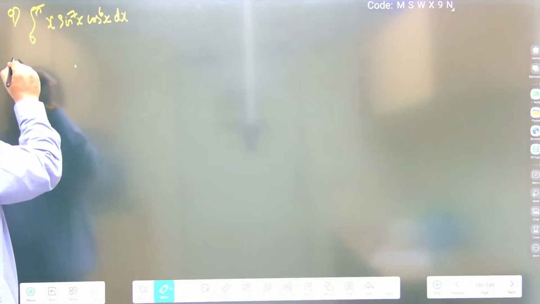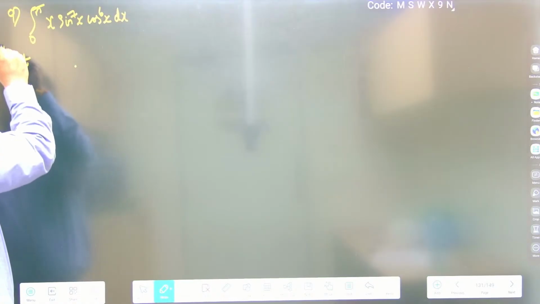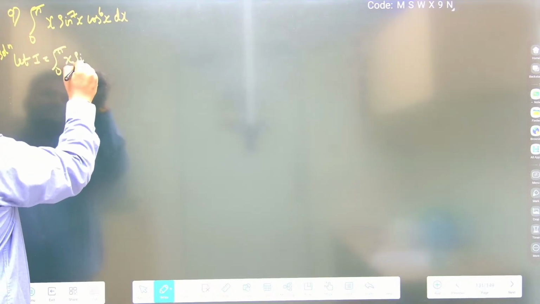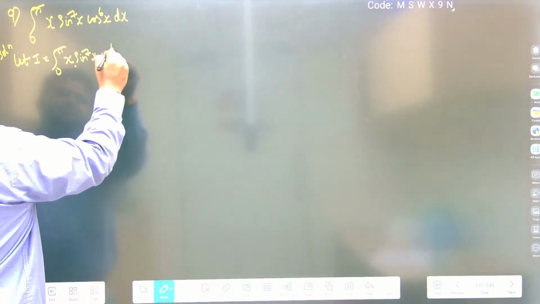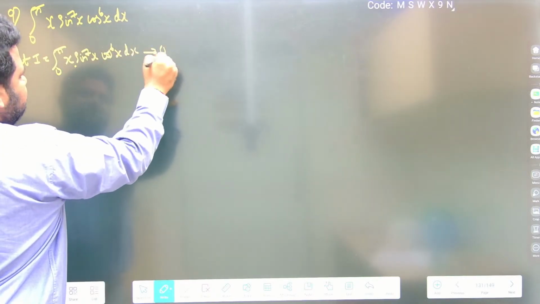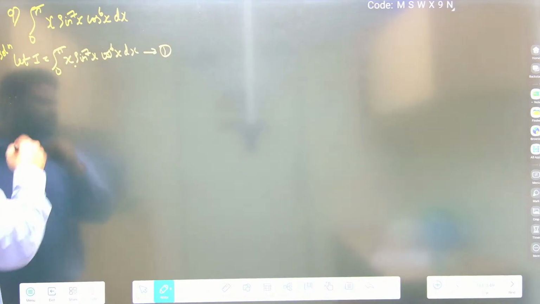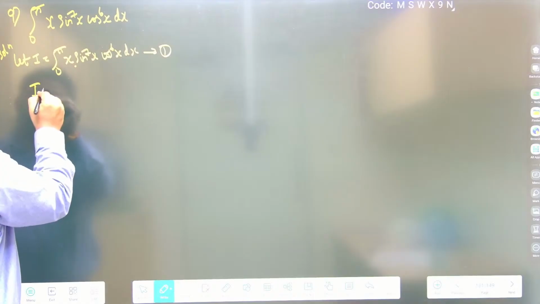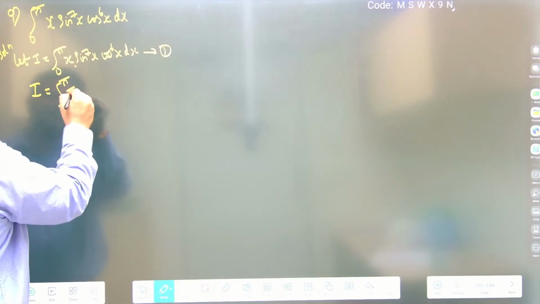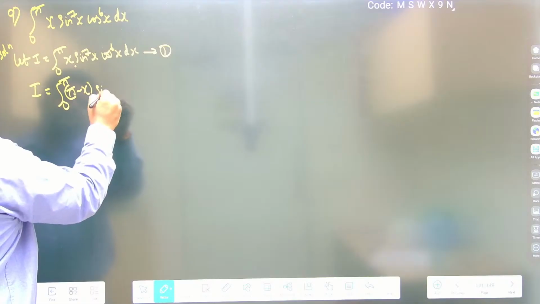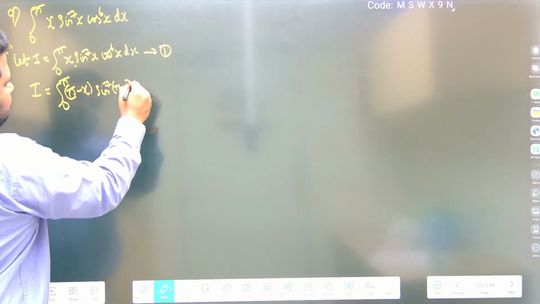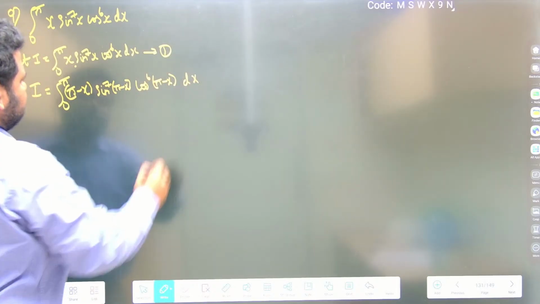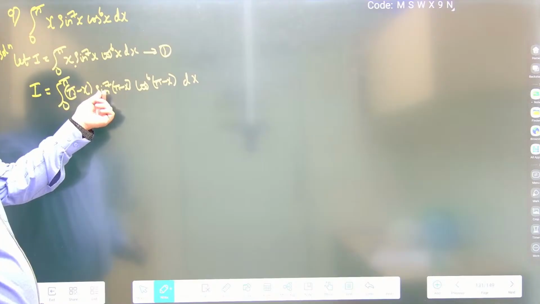Now what we will do, let I is equal to integral from 0 to pi of x sin 7x cos 6x dx. Let this be equation 1. Now we will use the first formula, the result that we are using continuously for all the questions. So I will be equal to integral from 0 to pi of (pi minus x) into sin power 7 of (pi minus x) into cos power 6 of (pi minus x) dx.